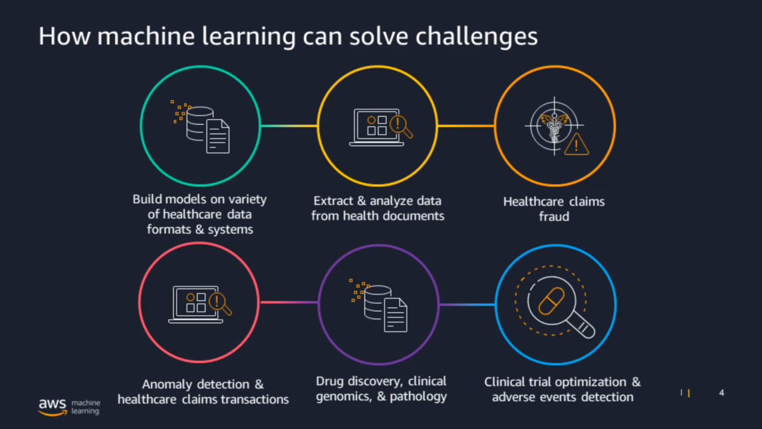But largely in the space of claims, it's basically identifying anomalous claim records or claim transactions. In the space of clinical diagnostics, it can be identifying anomalous patient records, be it images or text or even structured patient records. So there's a lot of things that machine learning can help with in the space of anomaly detection when it comes to healthcare.